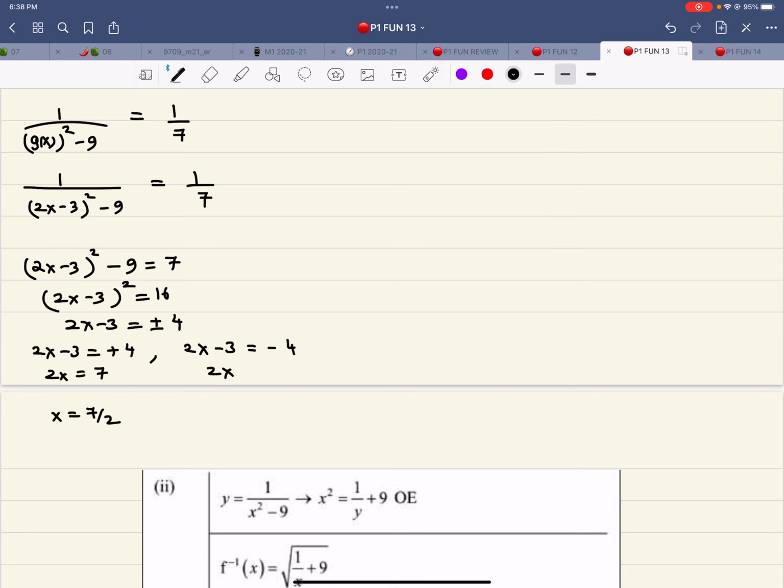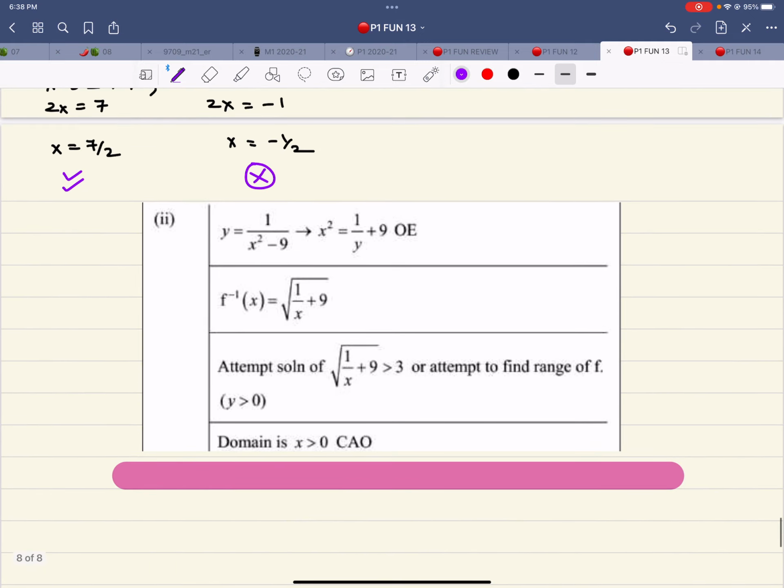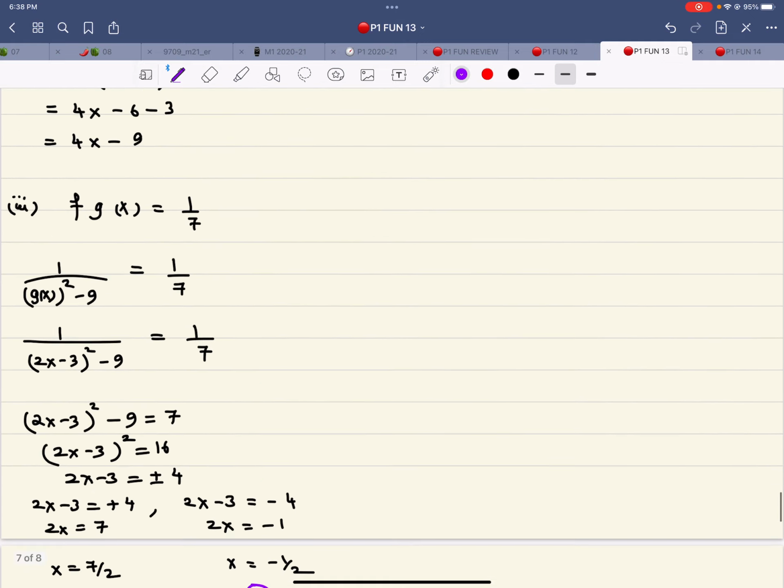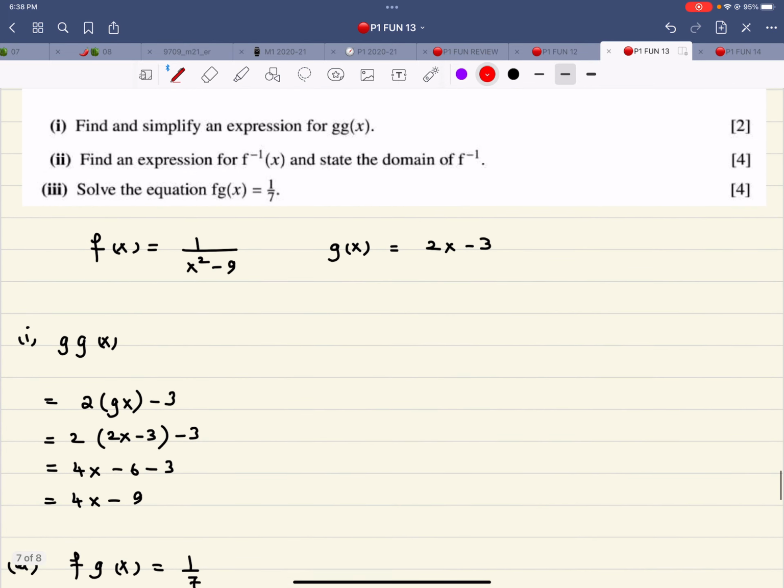2x minus 3 is minus 4, plus 3 is negative 1, so x is negative half. Therefore, accept this one, and reject that one. Let's look at the very last answer, which unfortunately is not written over here. Now, let's move on to this part.